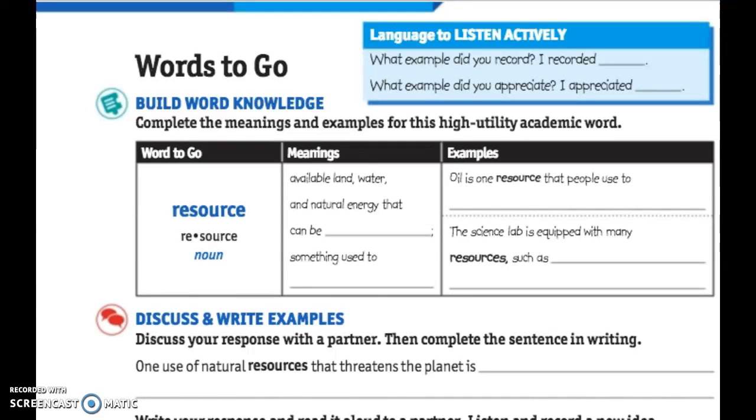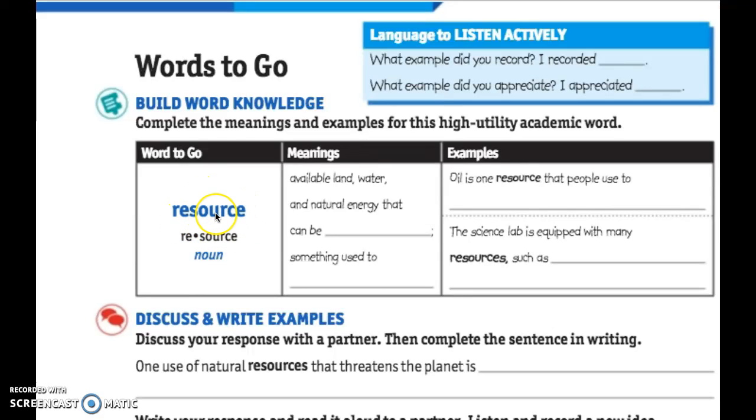For this video lesson, you're going to need your portfolio open to page 84 and something to write with. So we're going to work on this build word knowledge section. Now in these sections here, these words are widely used in school and in the workplace.